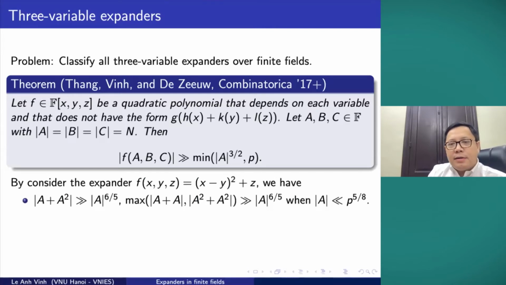And some applications of this one, for example, when applying it to the quadratic polynomial (x - y)^2 + z, then we can recover some of the results. For example, A + A^2 will have size at least |A|^(6/5), or the maximum of A + A, or A^2 + A^2 will be at least |A|^(6/5) when the size of A is smaller. When the size of A is bigger, we can use the straight incidence theorem in the first wave.